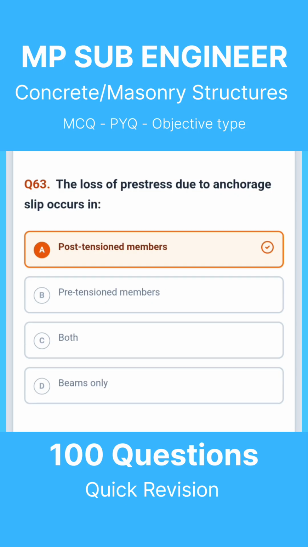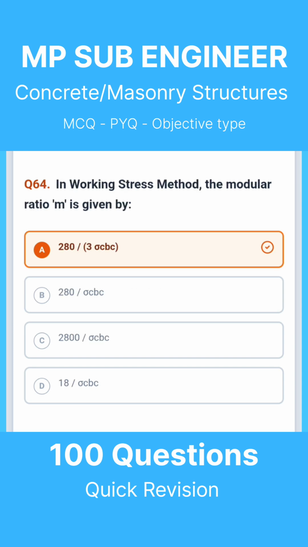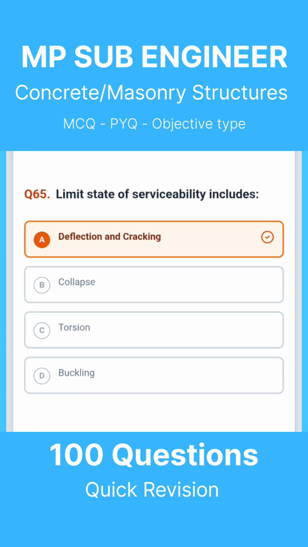Question 63. The loss of pre-stress due to anchorage slip occurs in. The correct answer is post-tensioned members. Question 64. In working stress method, the modular ratio, m, is given by. The correct answer is 280 divided by 3 sigma cbc. Question 65. Limit state of serviceability includes. The correct answer is deflection and cracking.